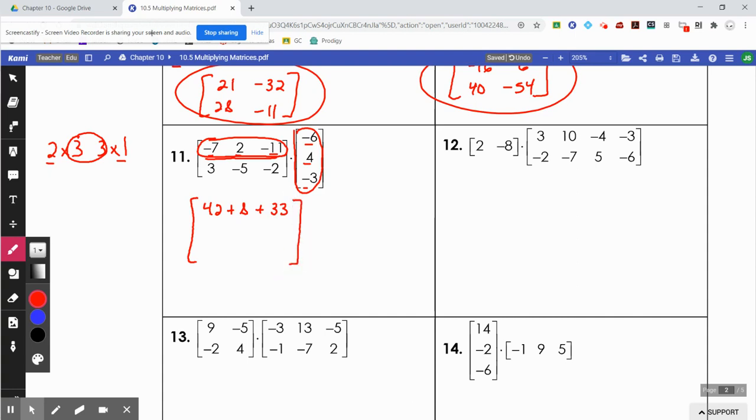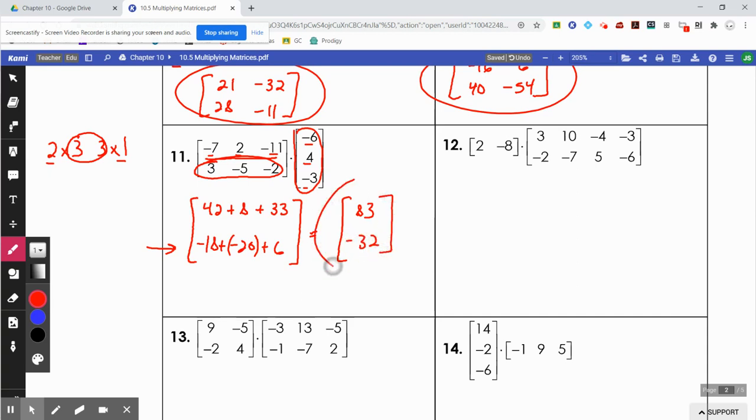We're done with the first row. There's no more columns, so move on to the second row and do the same thing. Second row times first column will give you your answer in the second row, first column. Pair them up. 3 with -6, -5 with 4. That'd be plus -20. And then plus -2 with -3 gives you 6. Final answer, 42 and 8 is 50, plus 33 is 83. And then -38 plus 6 is a -32.